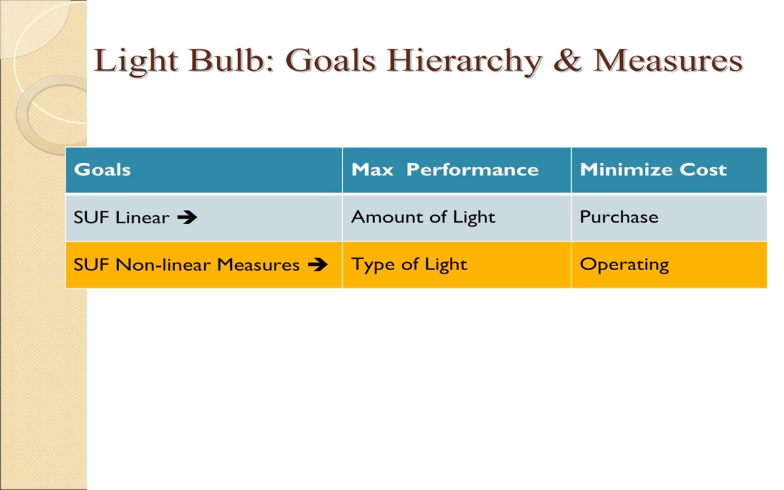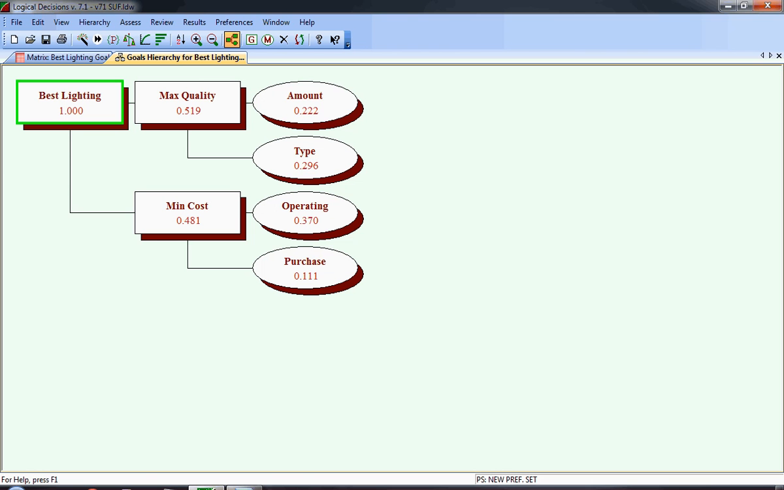The second goal is minimize costs. It has 2 pieces, purchase and operating. Operating is a standard continuous function, but again we will explore how to make it a nonlinear function and rescale it between 0 and 1. In the next 2 slides, we'll show the information as it relates to the lighting example as it appears in Logical Decisions. This is the standard goals hierarchy.